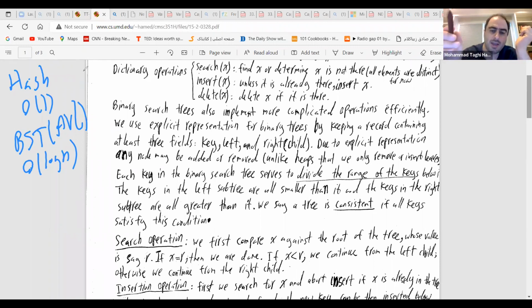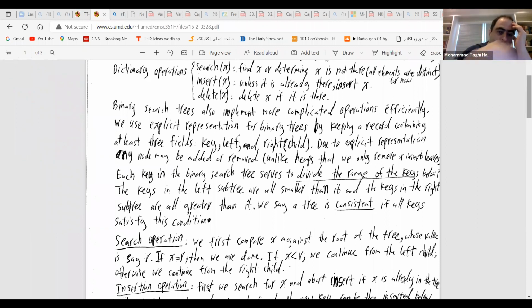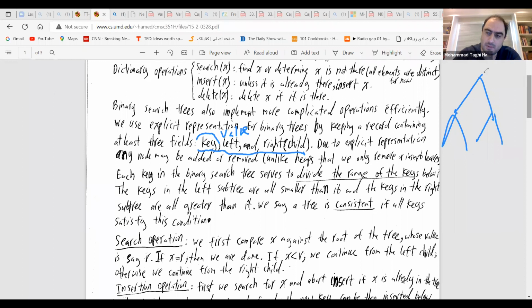Good. Now, what is the property of these binary trees? As I mentioned, for binary trees, we can have key, left and right. You can have some valuation as well, but the main thing is this key. The key is very important. So, what are the properties that we have? Consider each node here in the binary search tree. This is the important property.